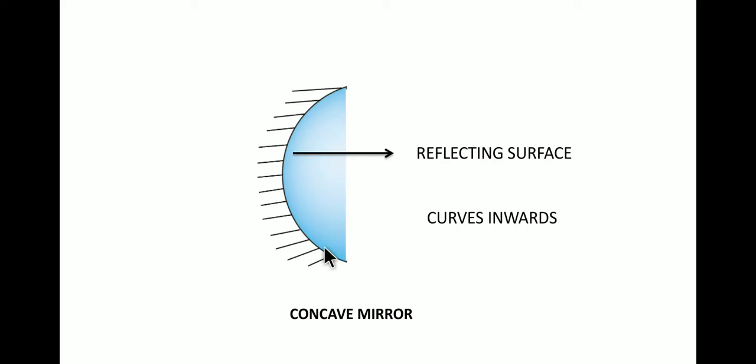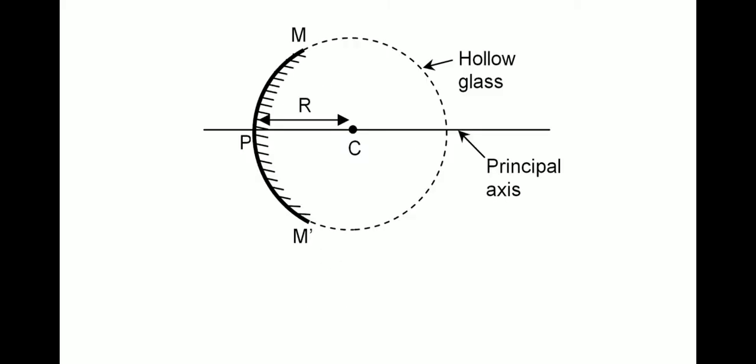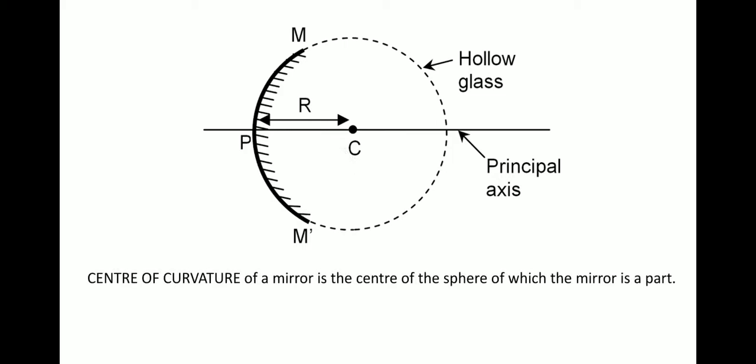All right, so now this is the mirror MM', and this is the center of that sphere. This is the actual sphere that we initially started with. It was cut out and this portion became the mirror. So this is the center of that sphere, and for this mirror, this is called the center of curvature. So the center of curvature of a mirror is the center of the sphere of which the mirror is a part.